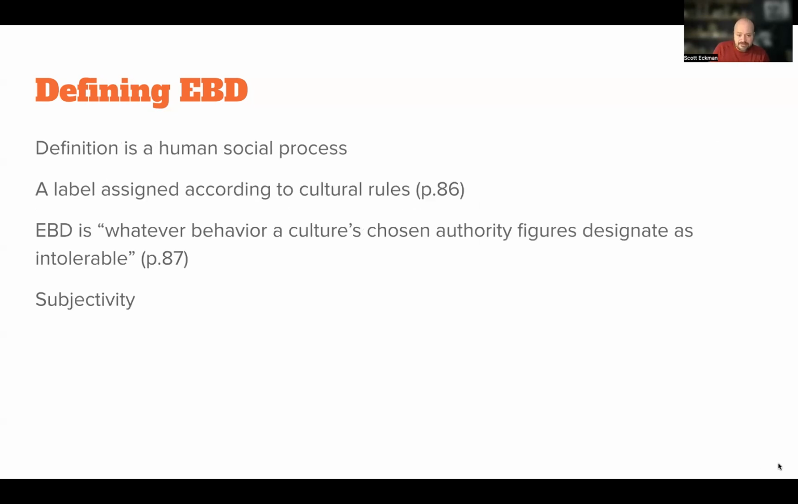So why is this hard? One thing they talk about in the book is that defining EBD is a human social process, so we recognize that there are human factors involved. They talk about how the label is according to the cultural rules at the time. I like what they said: whatever behavior a culture's chosen authority figures designate as intolerable, that's kind of an emotional behavioral disorder.